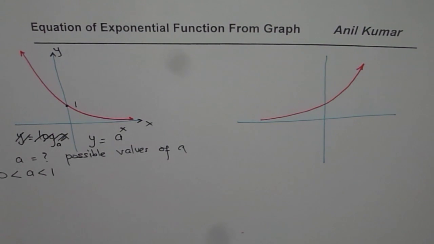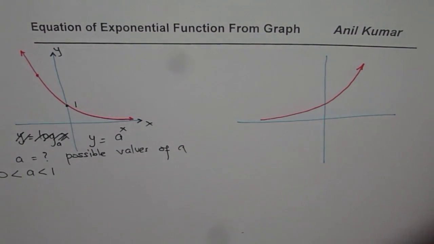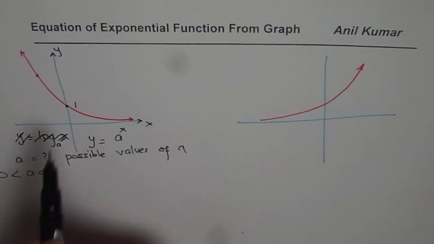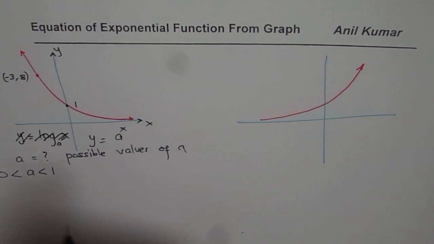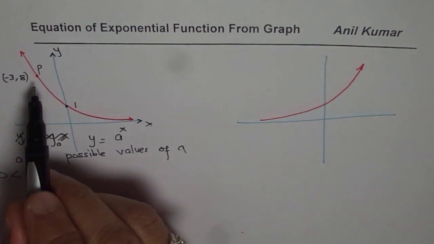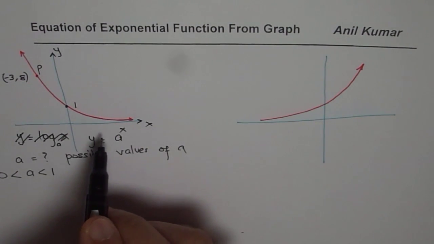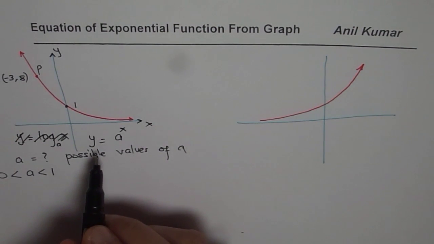Now to find a specific value of a, we actually need to have a point on the graph. Otherwise we can only give a general equation, right? So let us say that we have a point on the graph, and let's give it some numbers, and since it is on this side, let me say the point is minus 3, 8. If the point P exists on this curve whose coordinates are minus 3, 8, then what is the equation of this exponential function? Using this point, we can find the specific equation we are looking for.